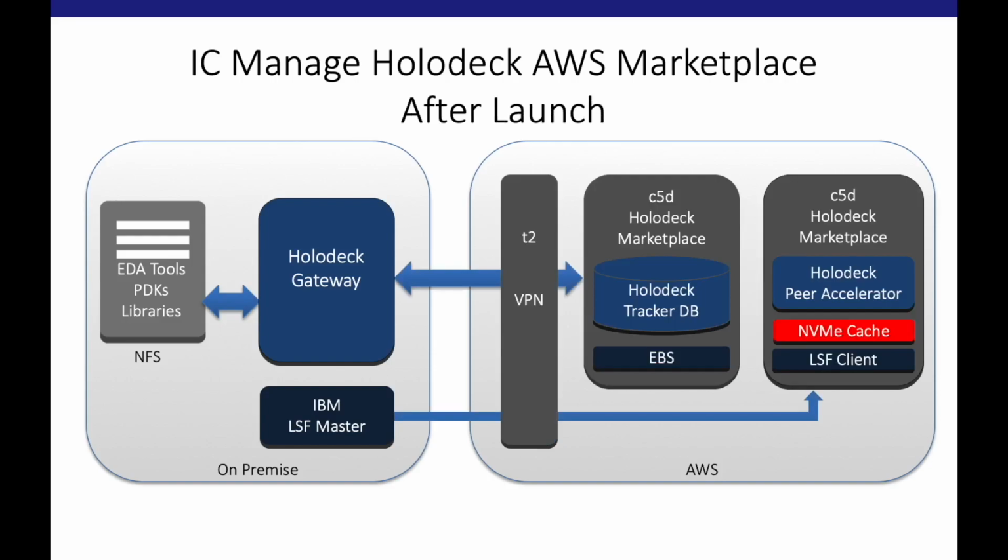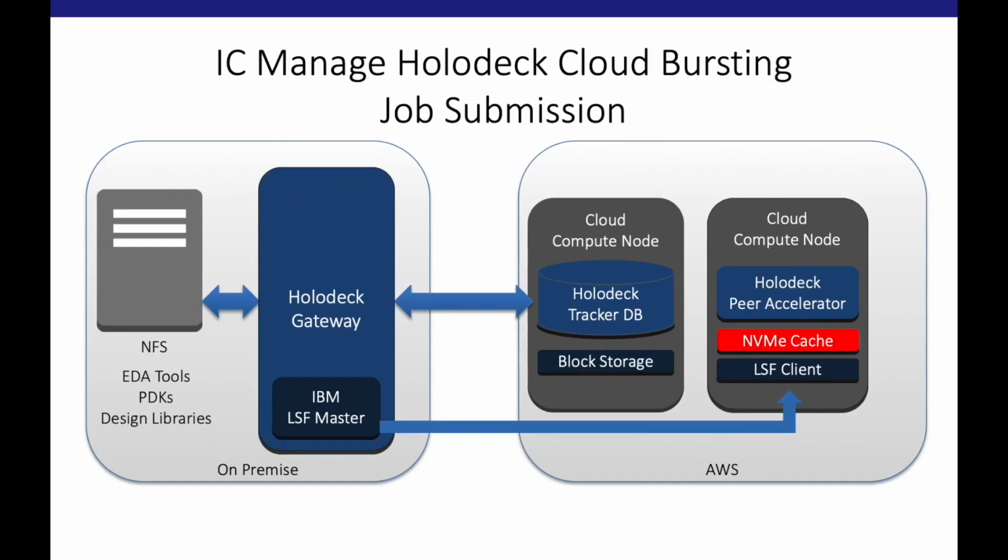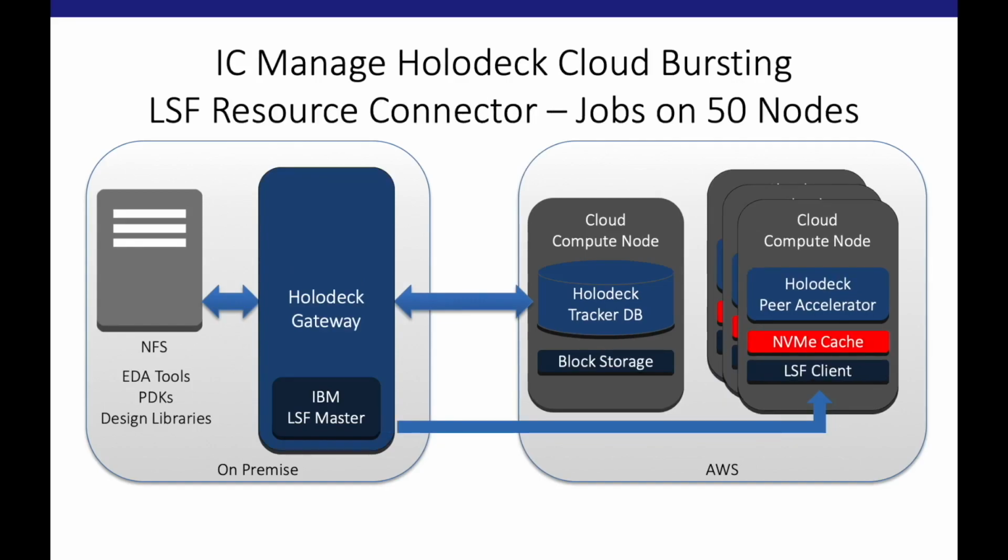In the Amazon cloud, Holodeck has a tracker database that acts as a global cache for all data that will be used in the cloud, and each compute node has its own local cache that provides read and write caching for each job as it executes. Each compute node will also have an LSF agent that controls job execution. As jobs get scheduled, the LSF utility starts up 50 nodes with the Holodeck Peer Manager software that manages the data needed for each job.